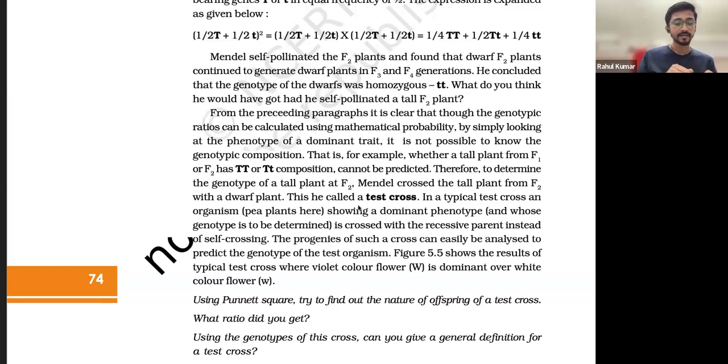Right, from the next line. If the dominant character is homozygous, then all the progenies of the test cross will show the dominant character. Capital T with small t, all will be capital T small t, which means all will be tall. So all the progenies of the test cross will show the dominant character.